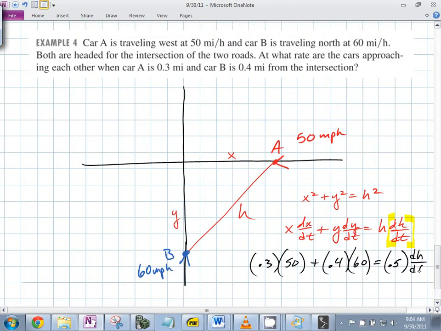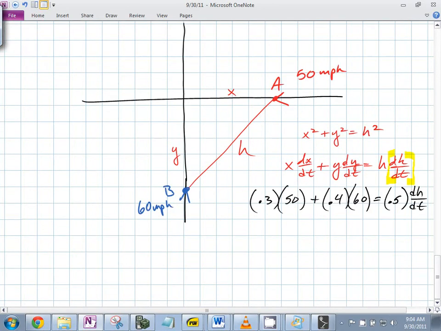That's why I got the wrong answer. What happened to the 2? Oh, I divided. You're going to do this so many times. I divided by the 2 without even writing them down, okay? So now, did anybody get dh/dt?